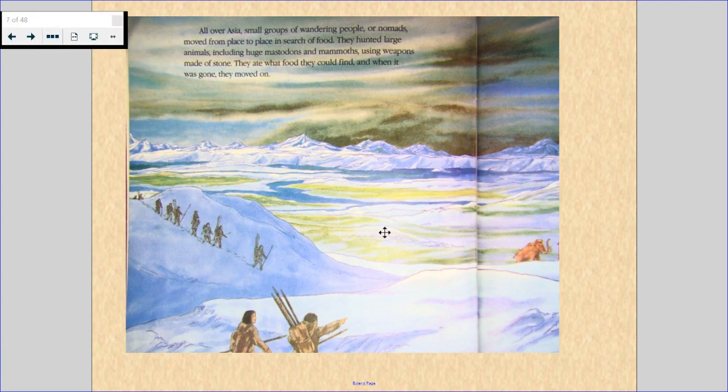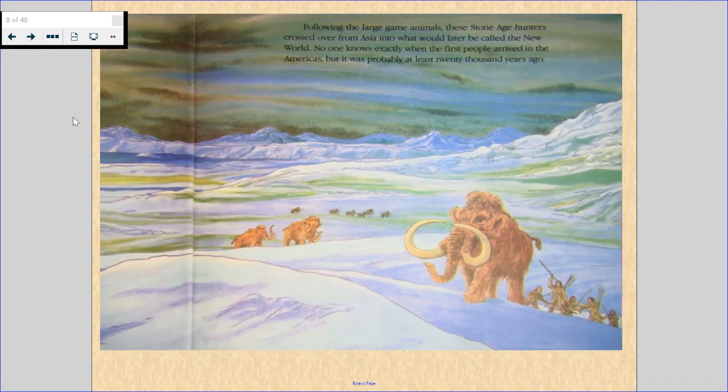So here you can see groups of wandering people or nomads. I see that the landscape is very icy. This is during our last ice age on our planet, which means the climate was quite cold at this time. There were still some ice age animals, one of which were mammoths and mastodons. And you can see here that these people are hunting. So they would hunt the mammoths for their meat, for their bones, for their pelts or their fur, and they would use the entire animal in order to survive.